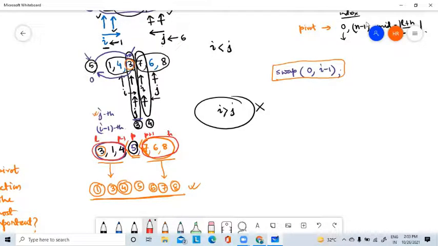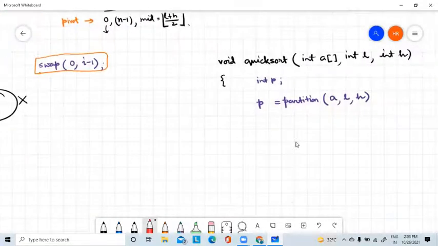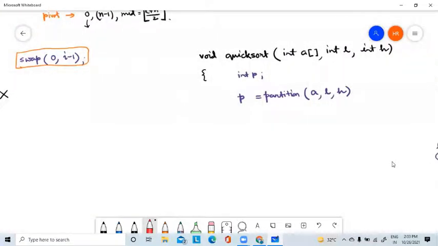So that's why after getting the position of the pivot, I will call two quick sort functions. One quick sort for the first part: array, then lowest value, and the highest index value becomes P minus 1. And I will call another quick sort for the second subproblem, which is A, lowest index value P plus 1 to H. Okay, so this is the whole quick sort.